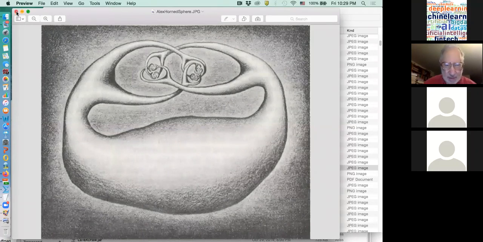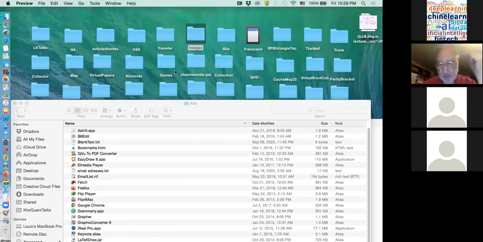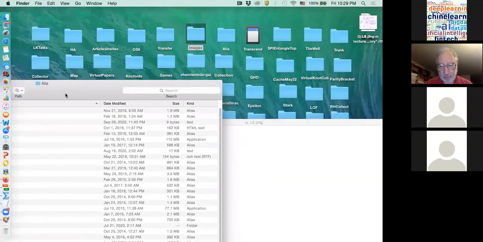I'll put a copy of this picture of the Alexander horned sphere into the Dropbox in case you want to look at it. It can be found in the old but rather well-written book on topology called Topology by Hocking and Young from a long time ago. That's where the picture is found. Although you will find other pictures of the Alexander horned sphere if you go looking for them.